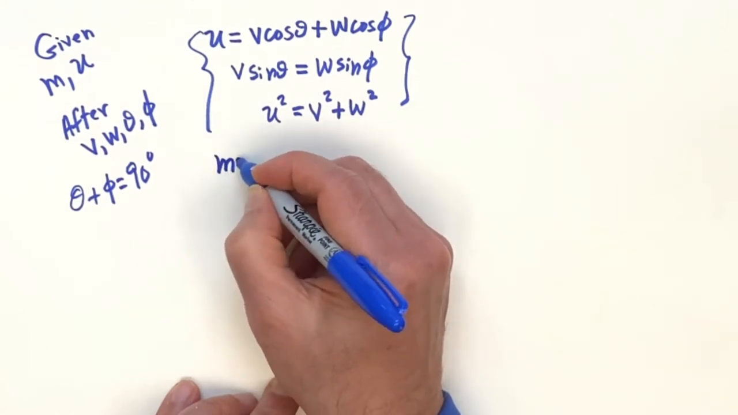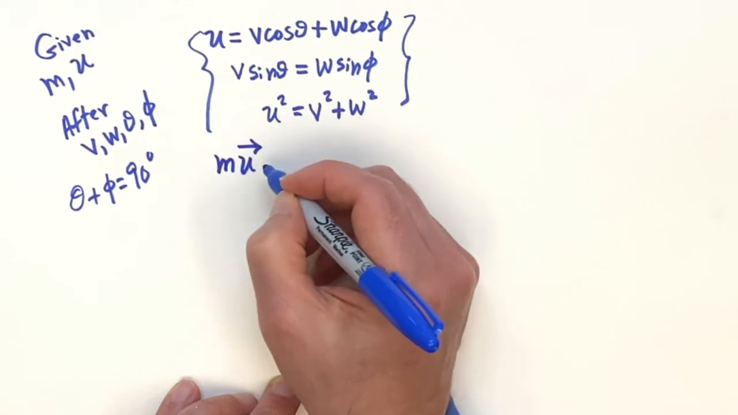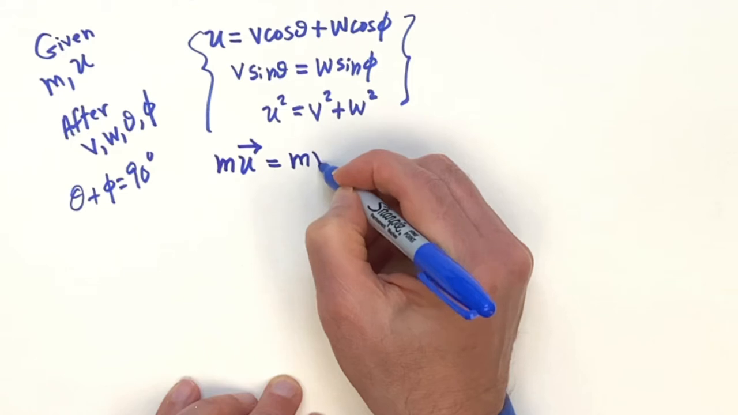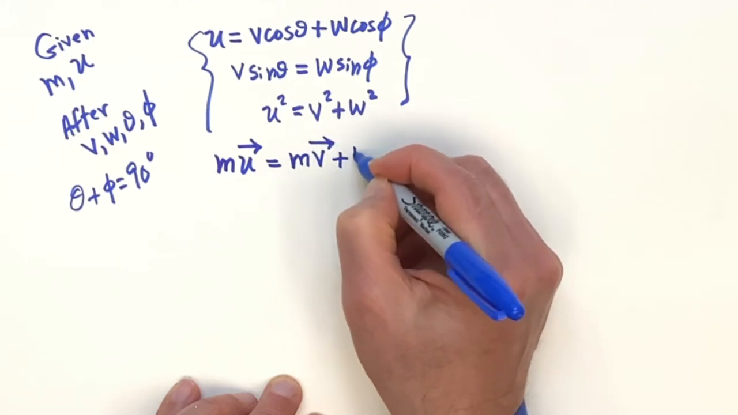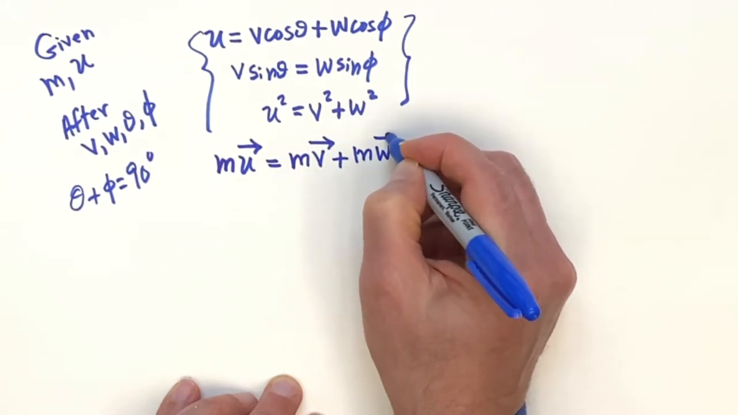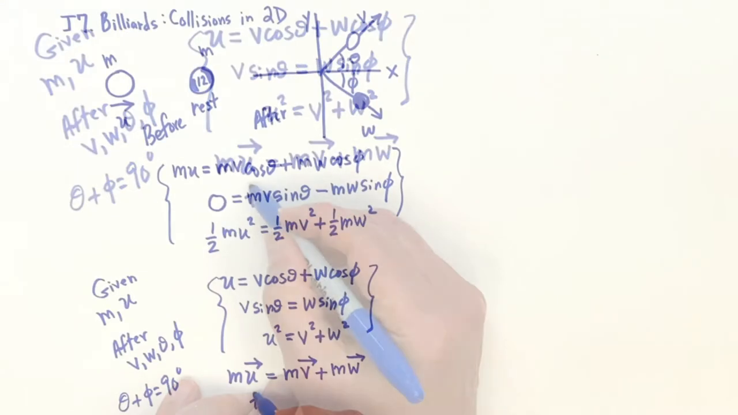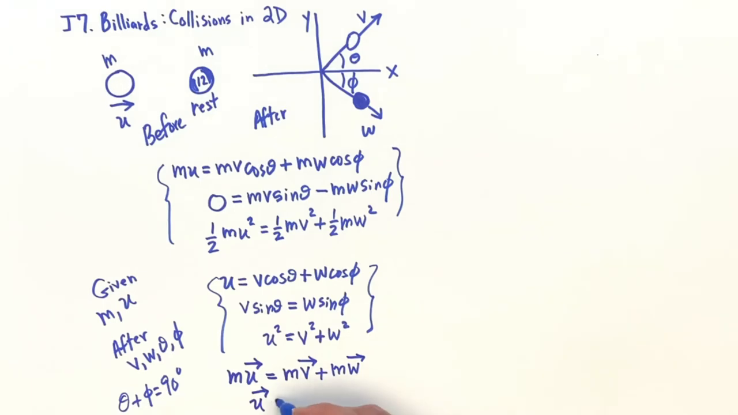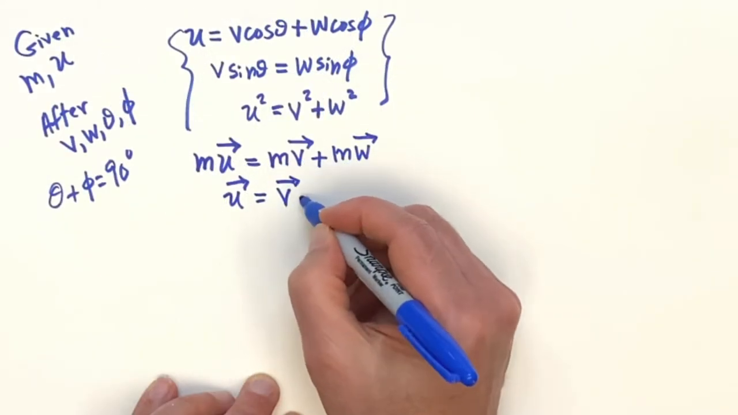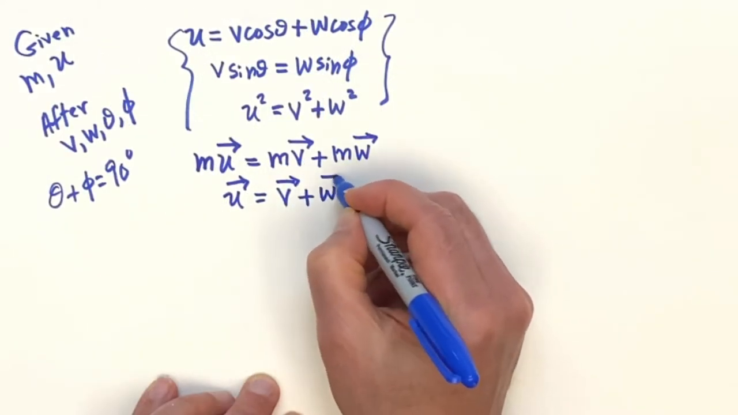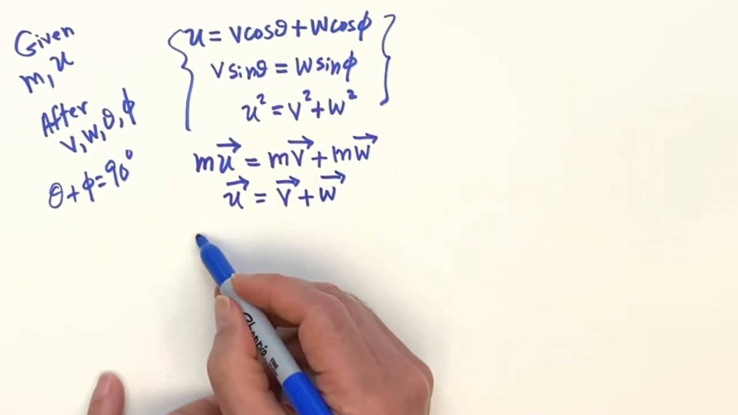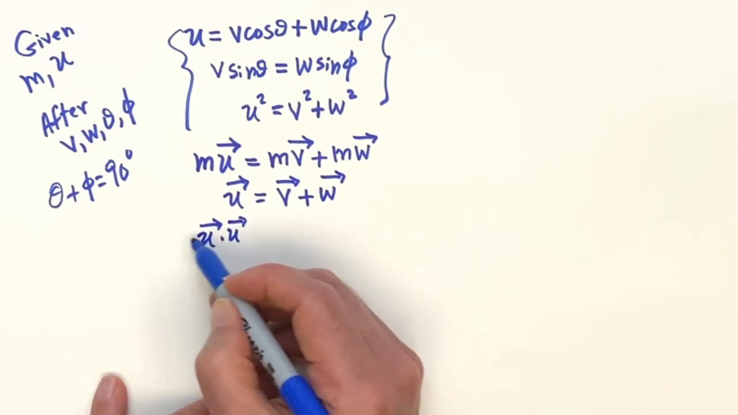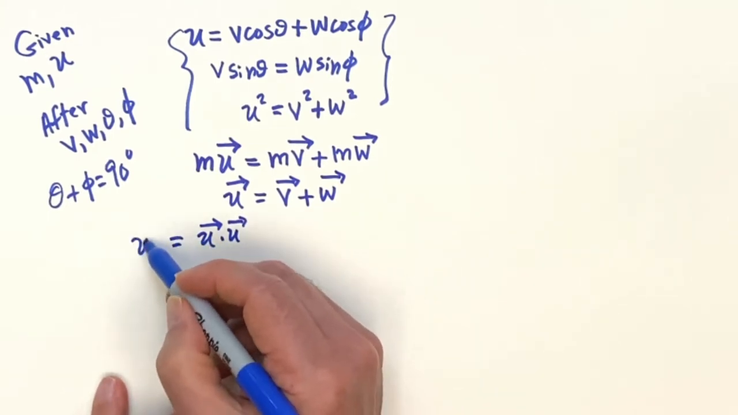We have mu vector, this is before, and afterwards mv vector plus mw vector. So that means the u vector, that would be the incoming velocity, is equal to the sum of the outgoing velocity vectors. Now watch this trick. If I go u dot u, that's going to give me u squared.